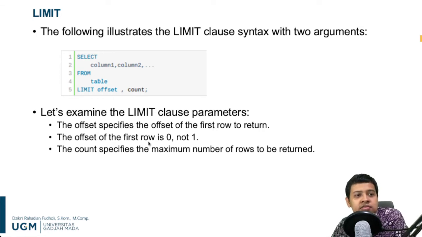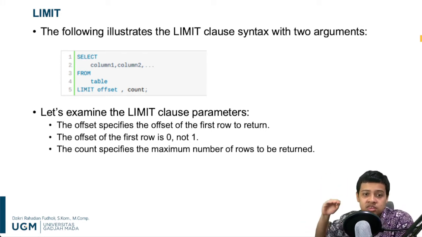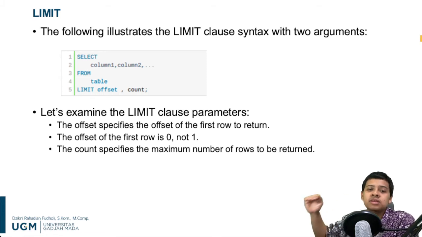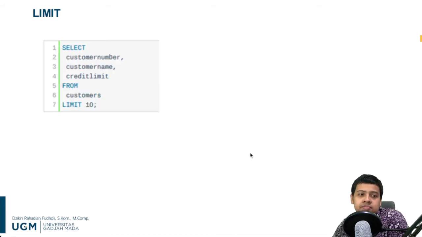The offset of the first row is 0, not 1. So the first index of a table is 0, just like in any other programming language. Most programming language indexes start with 0. So the first offset is 0, and the default offset is 0. If you don't write anything, the offset is set to the default of 0, and then you just give the count. The count specifies the maximum number of rows to be returned.